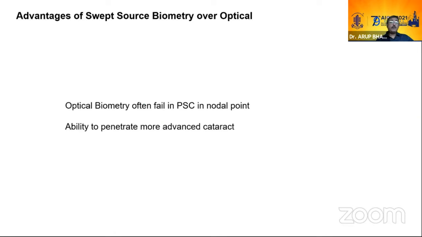So what is the problem with conventional biometry? Conventional biometry often fails if there is a PSC, posterior subcapsular cataract, in the nodal point, or it is unable to penetrate most advanced cataracts. Whereas swept source biometry can penetrate even a very mature cataract where I never expected to get biometry previously.